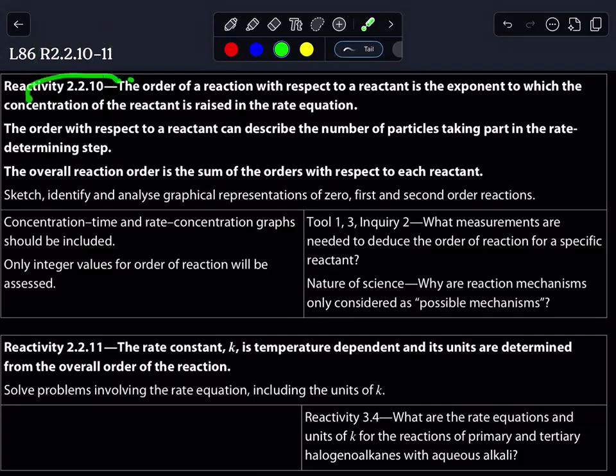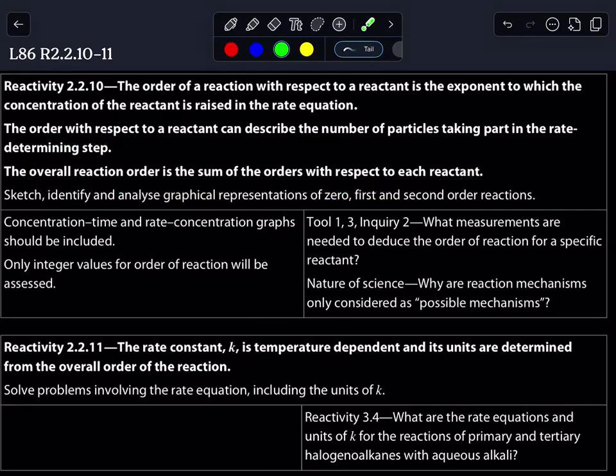So in 2.2.10, we're talking about the order of reaction with respect to a reactant is the exponent to which the concentration of the reactant is raised within the rate equation. Furthermore, the order with respect to a reactant can describe the number of particles taking part in the rate determining step. So we're going to talk about order with the rate determining step. Furthermore, the overall reaction order is the sum of the orders with respect to each reactant. So an order of one plus an order of one is an order of two.